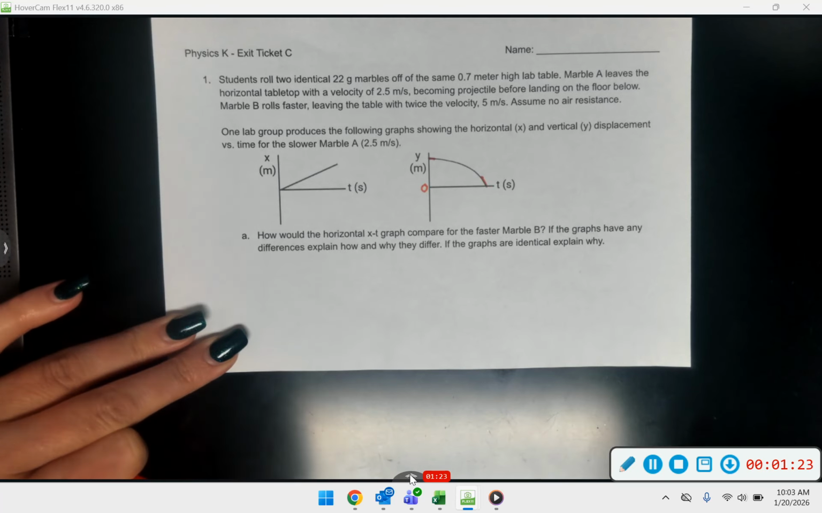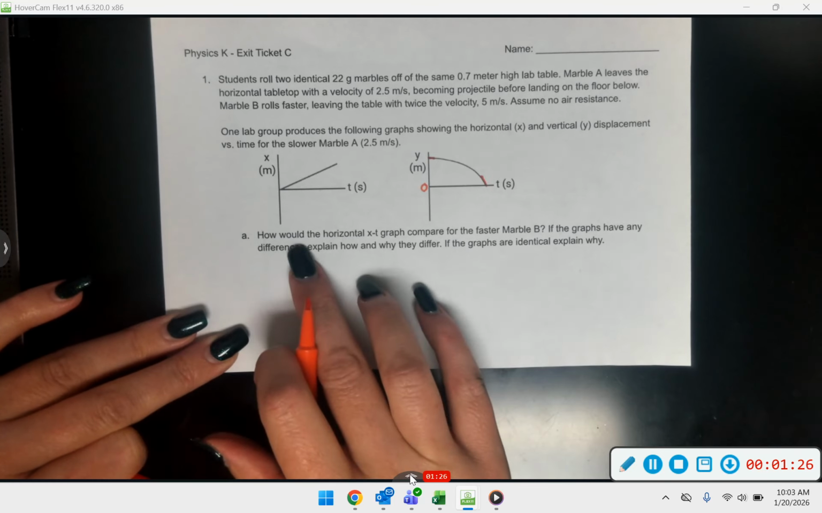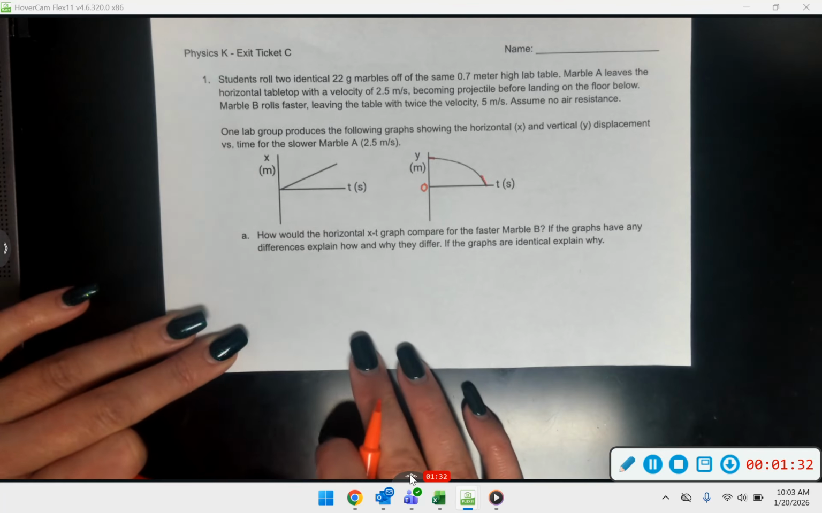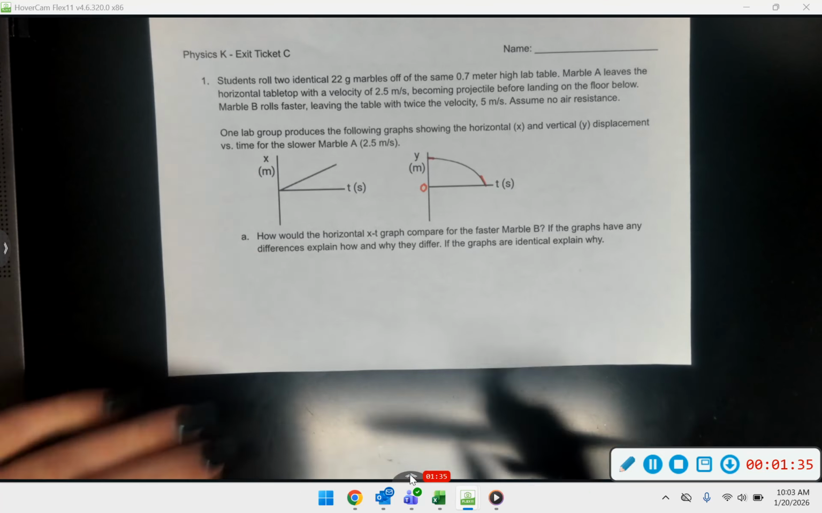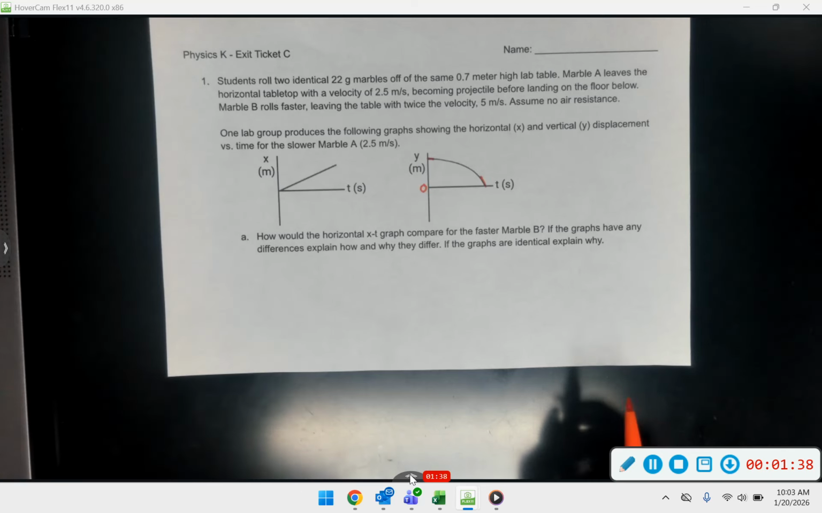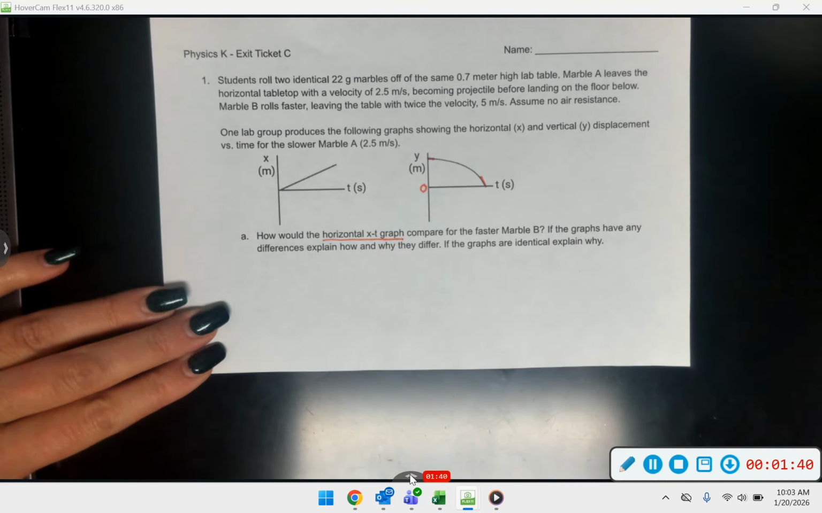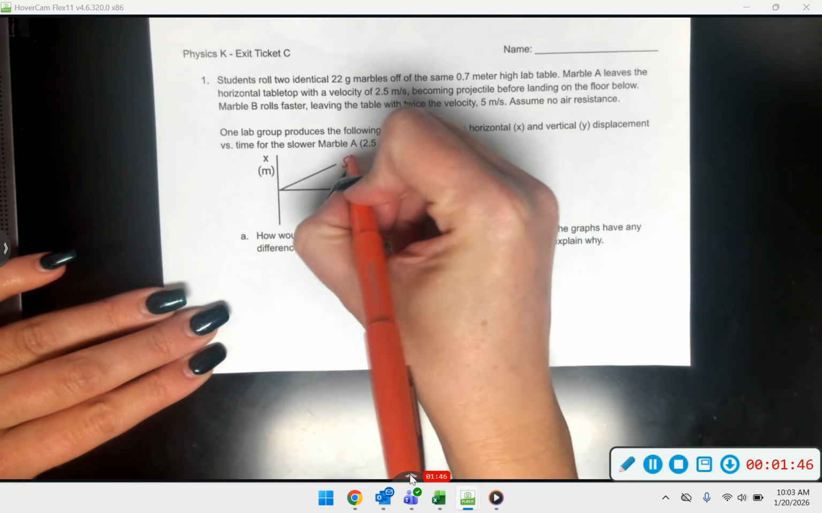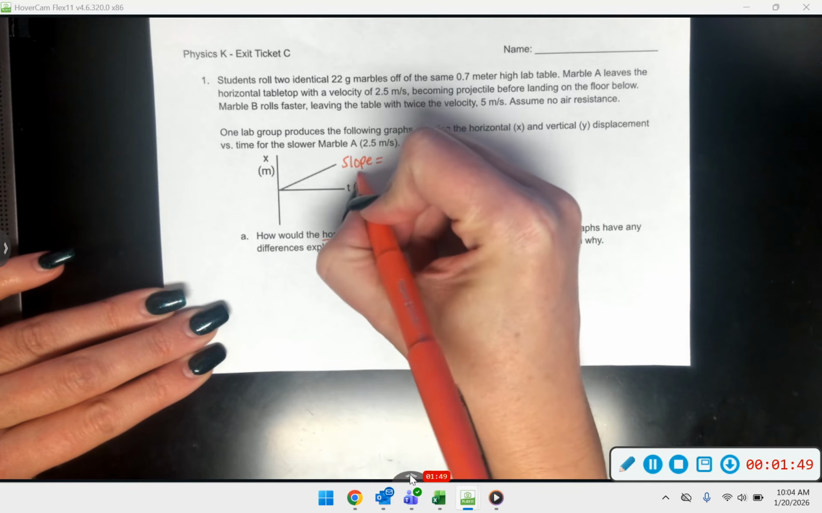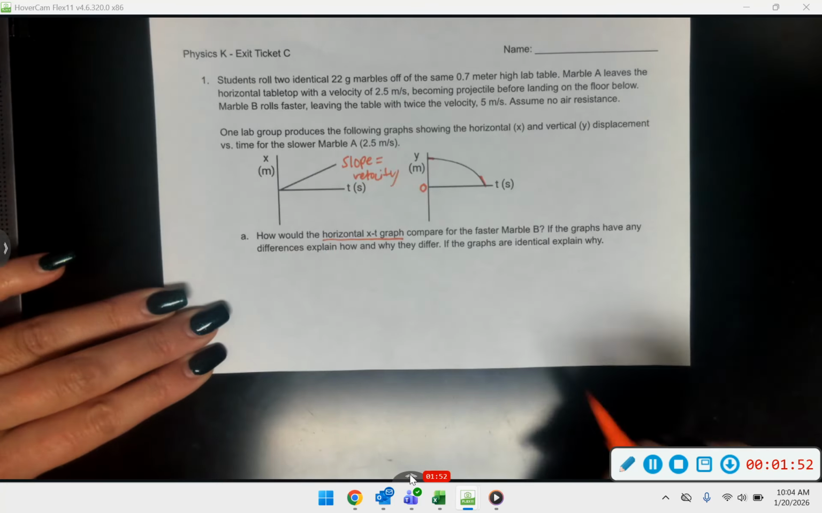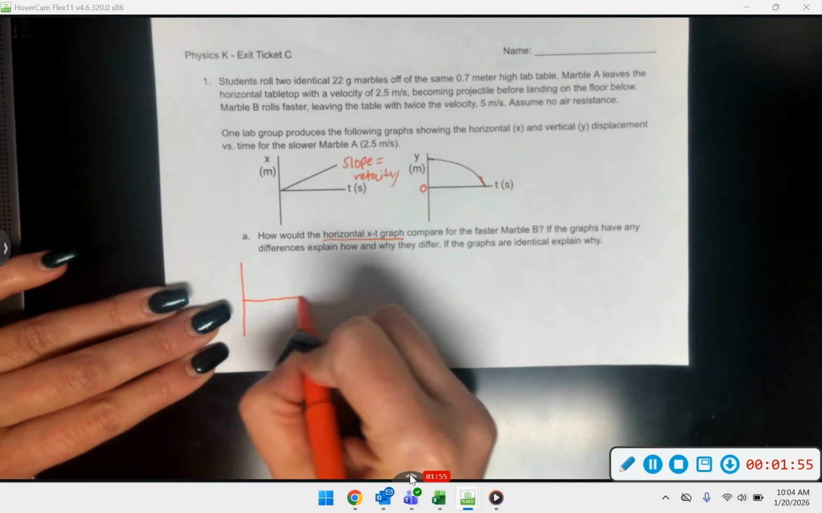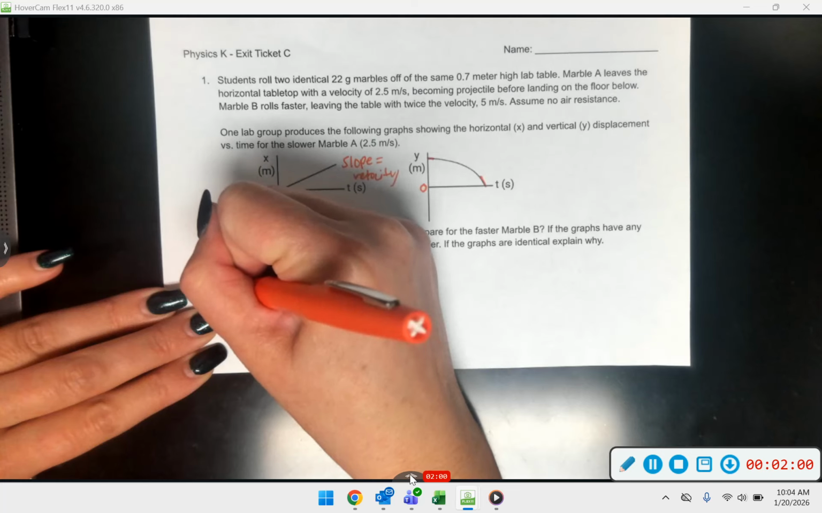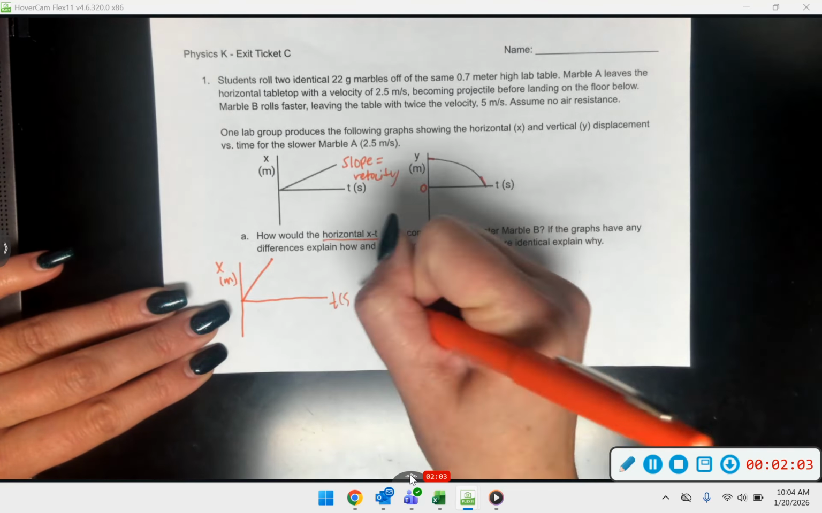The height is 0. And so here it says, how would the horizontal XT graph compare for the faster marble? So if this is for the slower marble, how would it compare for the faster one? What you would expect to see for the horizontal XT graph is that it would show a faster speed, because the slope of this XT graph is velocity. And so I would expect to see an XT graph with a slope that is steeper. Again, it would be twice as steep. I don't know if I drew that perfectly, but whatever.